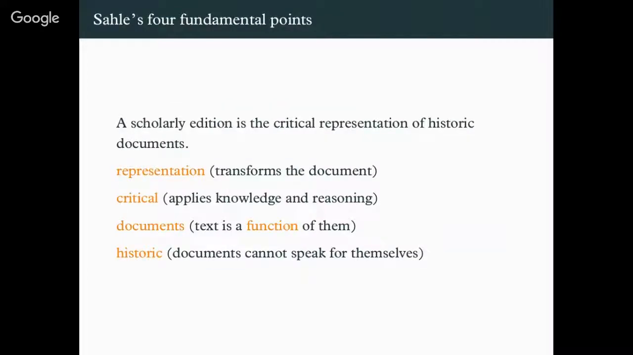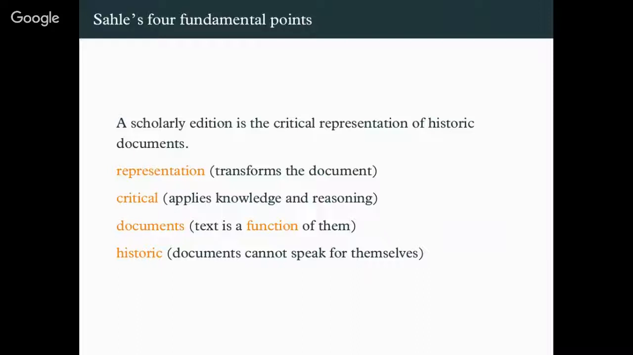And for Sahle, there are four important main characteristics of a scholarly edition. First, it stands for the document. It represents the document. It transforms it. It changes it in some way. Then it tries to apply knowledge and logic in this transformation. So it is critical in this more Greek meaning of the word. And then it works with documents which are not actually text.